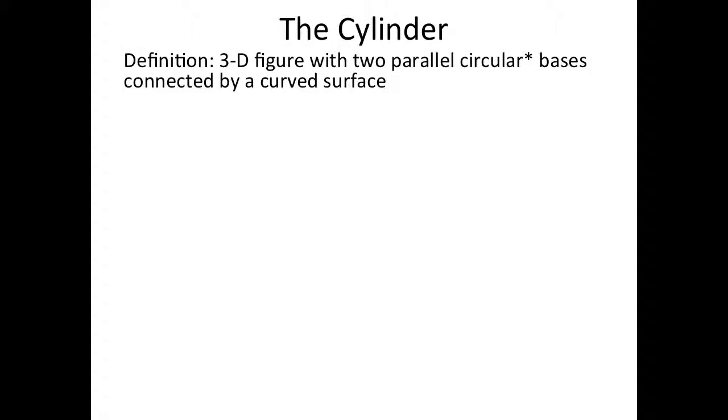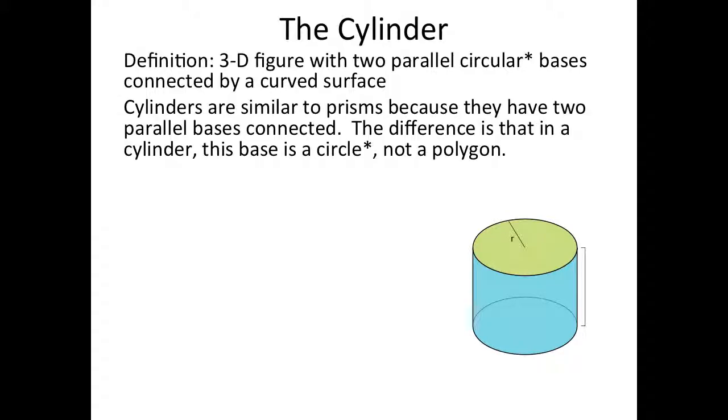Next, let's talk about the cylinder. A cylinder is a 3D figure with two parallel circular bases connected by a curved surface. There's a picture of one. And cylinders are very similar to prisms because they also, like prisms, have two parallel bases that are connected. The difference is that in a cylinder, this base is a circle, not a polygon.